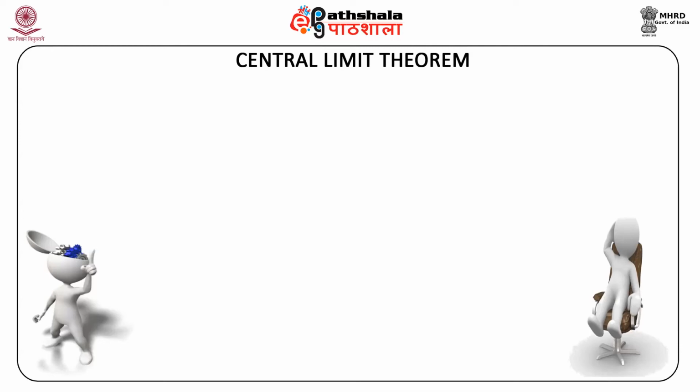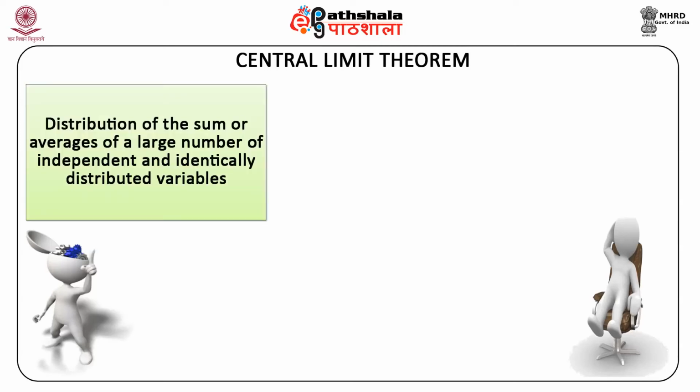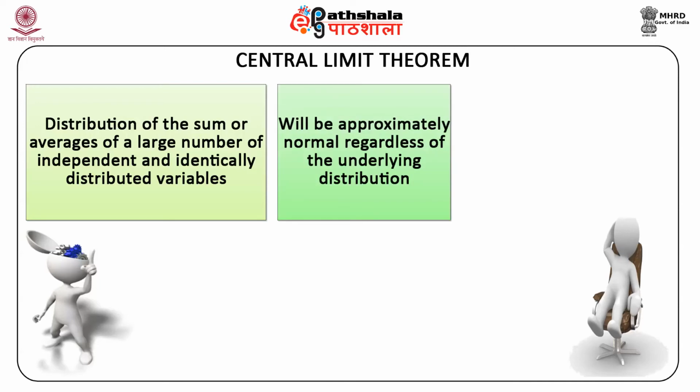This theorem has been expressed in many forms. One important version treats it in terms of the sum of identically distributed independent variables. According to this version, the central limit theorem states that the distribution of the sum or average of a large number of independent and identically distributed variables will be approximately normal, regardless of the underlying distribution.